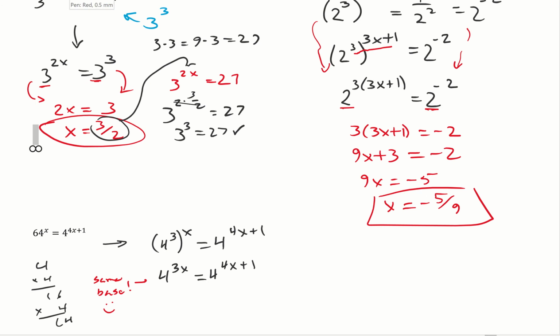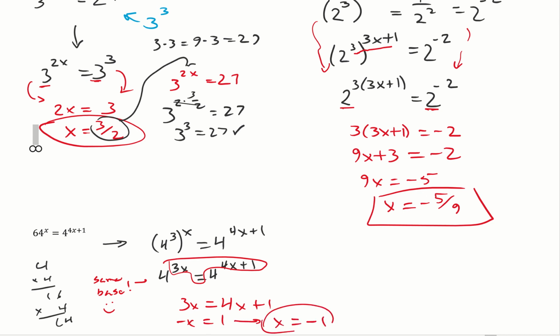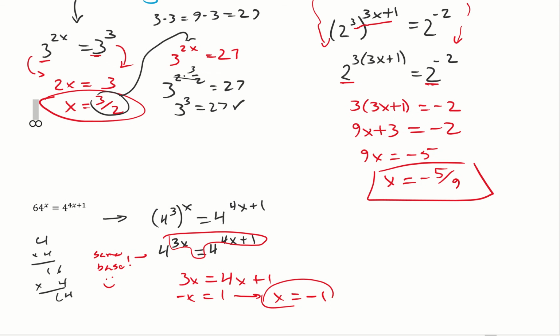Therefore, the powers are equal. I do this on the board sometimes. 3x is equal to 4x plus 1. Therefore, negative x is equal to 1, so x is negative 1. That's all she wrote. That's how that's done.